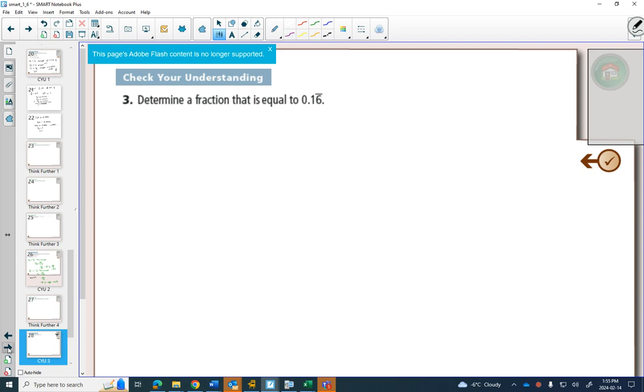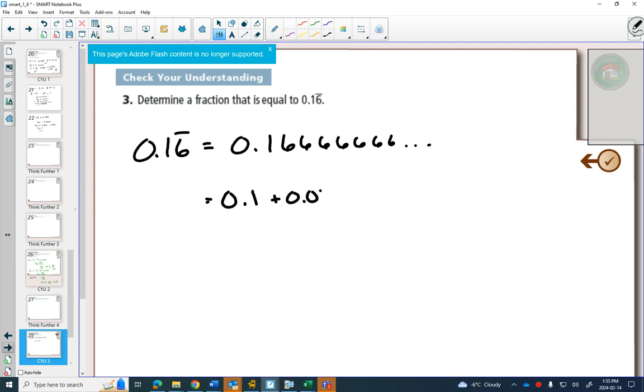You can actually use this to write any repeated decimal as a fraction. So watch how this is going to work. 0.166, with just the 6 repeated, is like 0.1666 on forever, right? So I could think of this as 0.1 plus 0.06 plus 0.006 plus 0.0006 plus so on.